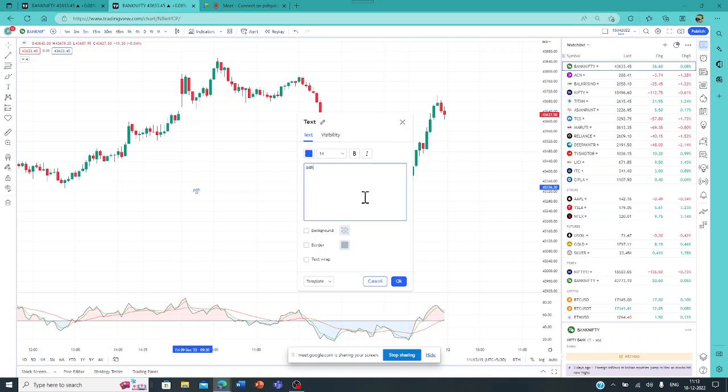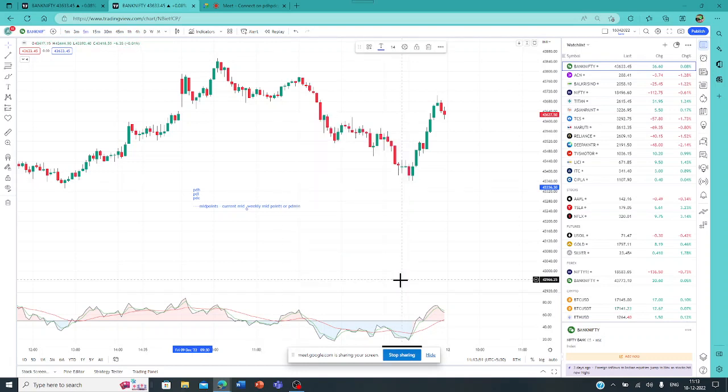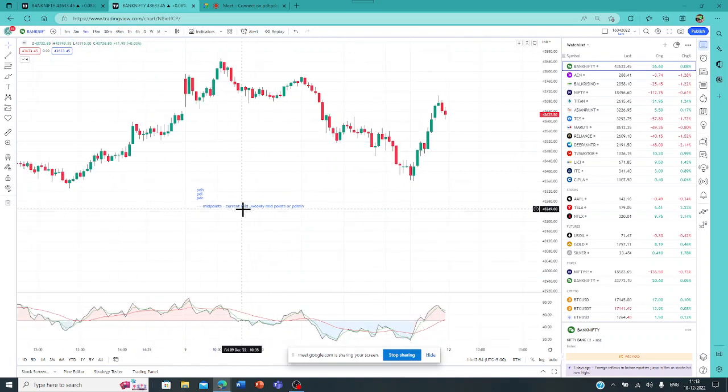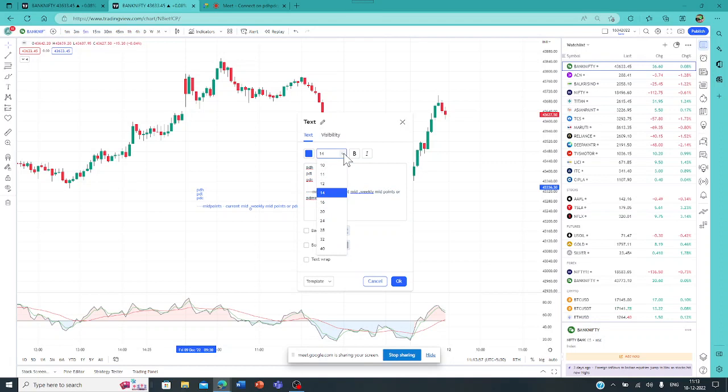So previous day high, then I mark previous day low and previous day close. And there is one more you can mark, which is midpoints. It can be current midpoint, weekly midpoint, or previous day midpoint. Okay. Now all of these will act on your chart. Let me enlarge this.